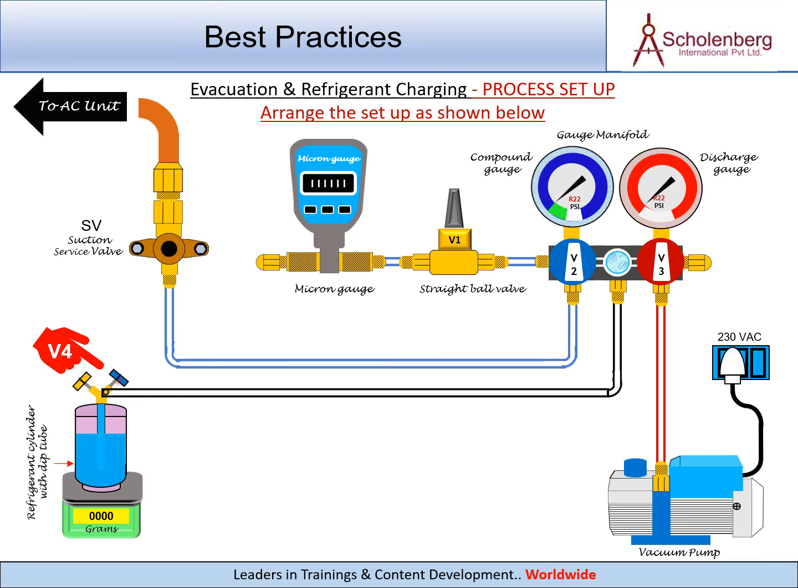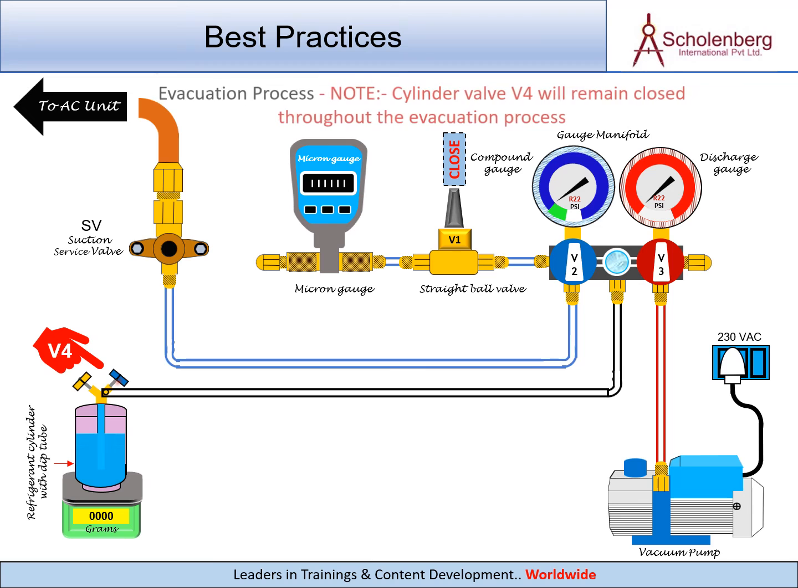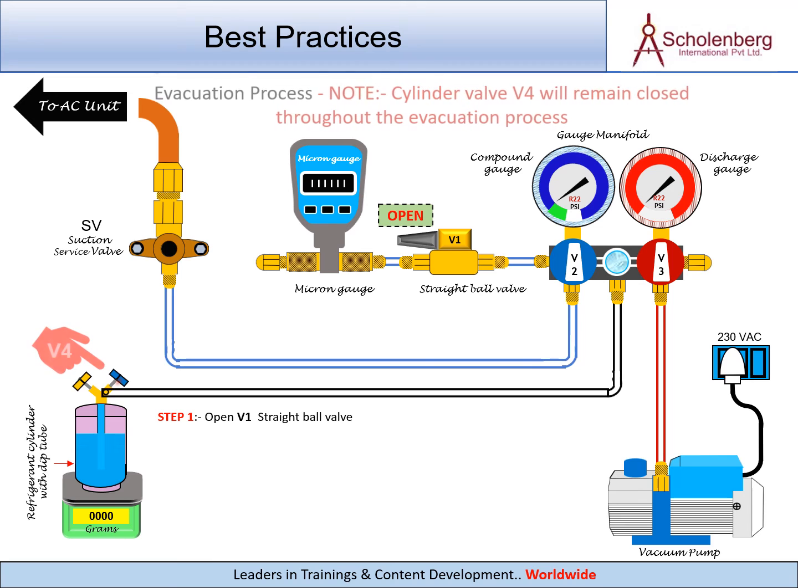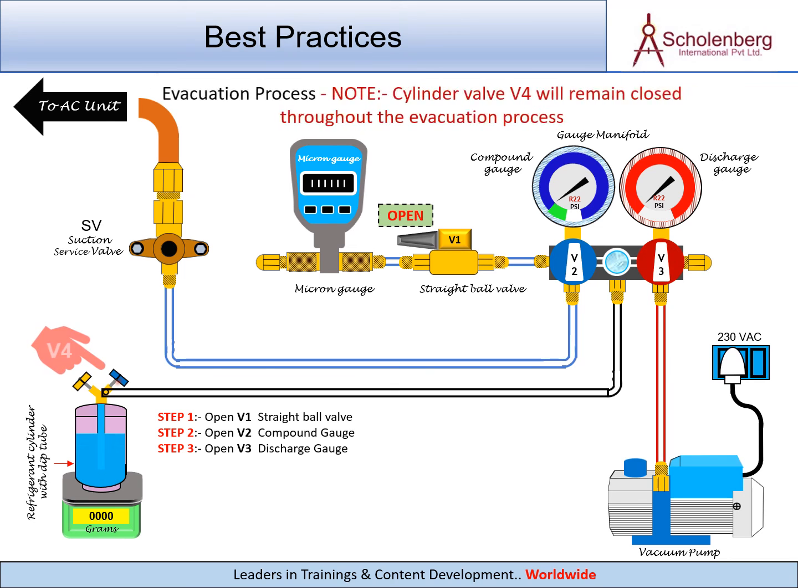Evacuation and refrigerant charging in an air conditioning system. Process setup. Arrange the setup as shown below. Evacuation process. Note cylinder valve V4 will remain closed throughout the evacuation process. Step 1. Open V1 straight ball valve. Step 2. Open V2 compound gauge valve. Step 3. Open V3 discharge gauge valve. Step 4. Open SV suction service valve using an Allen key.